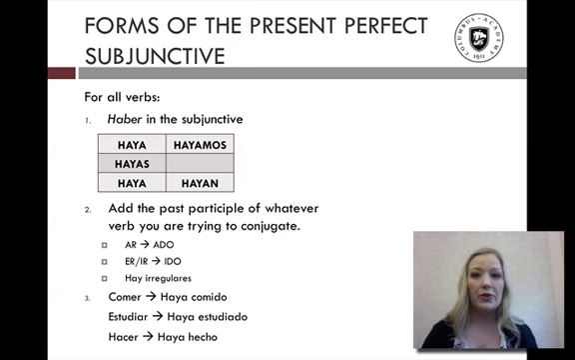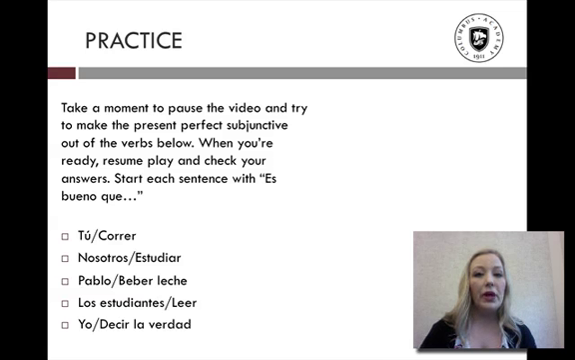So let's try and do a little bit of practice. Below here I have some verbs and the subject that I want you to use. I want you to start all of the sentences with es bueno que, and then use the subject and then conjugate the verb in the present perfect subjunctive. So go ahead, take a moment, pause the video, jot down your answers, and when you're ready, resume play and check your work. Okay, let's check our answers.